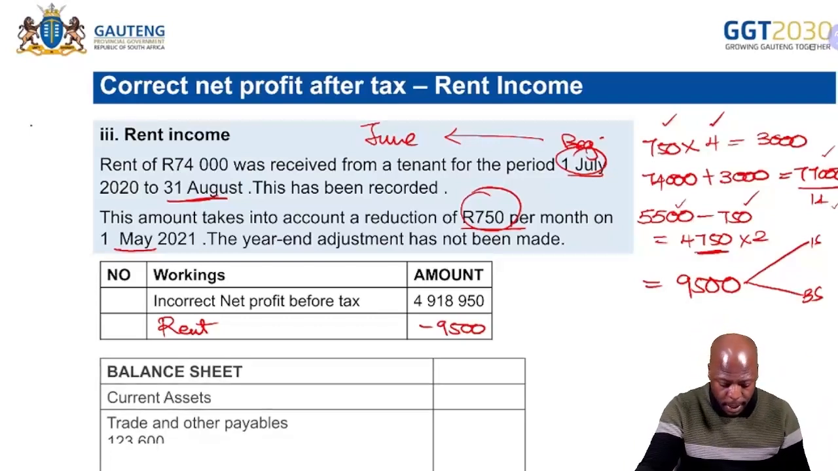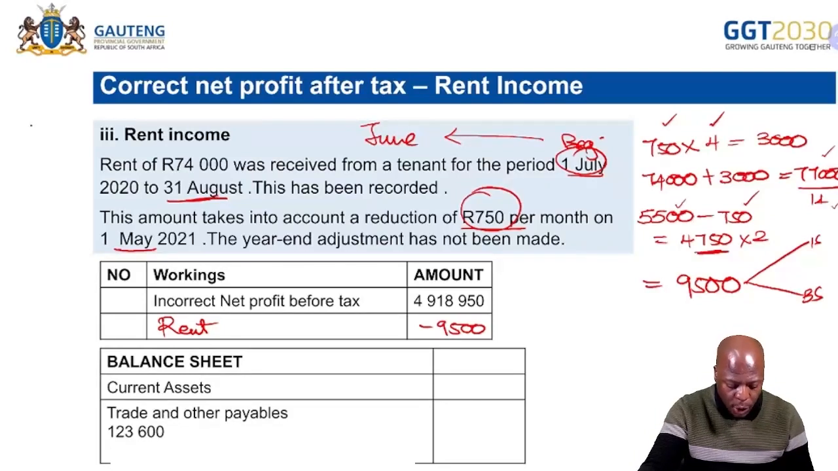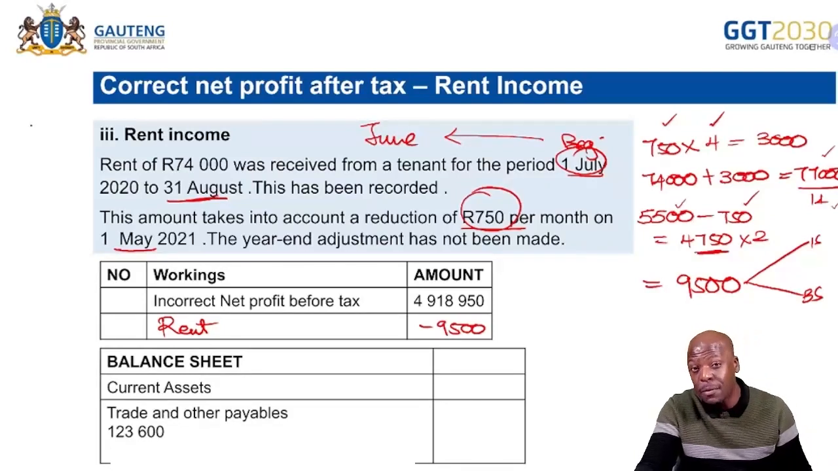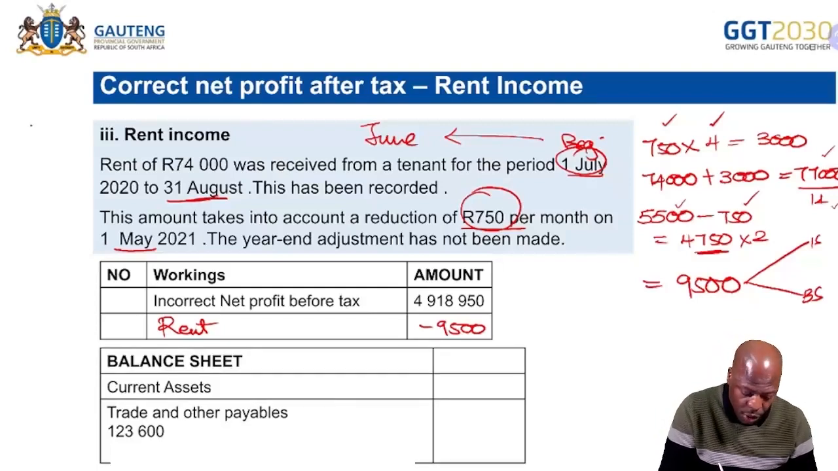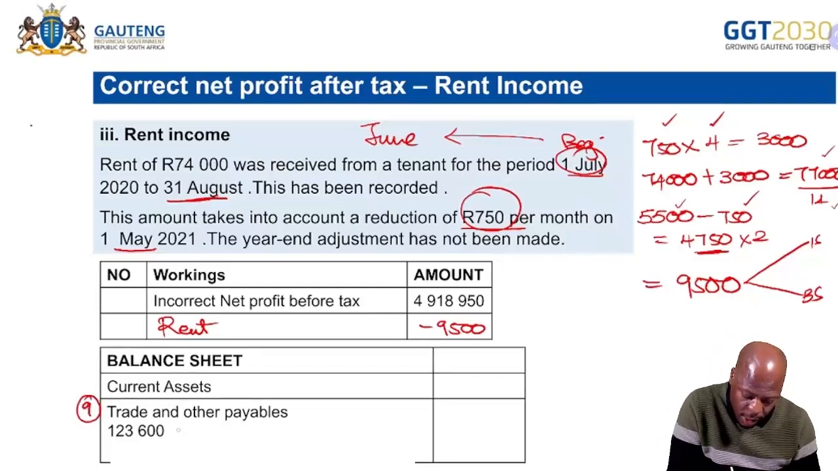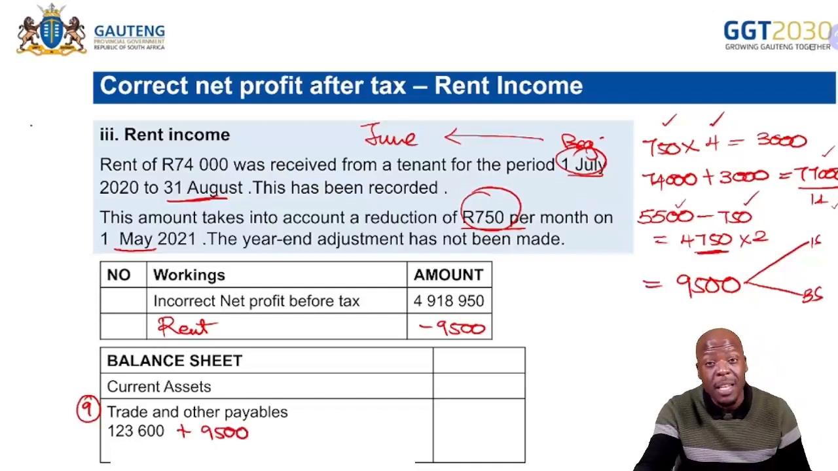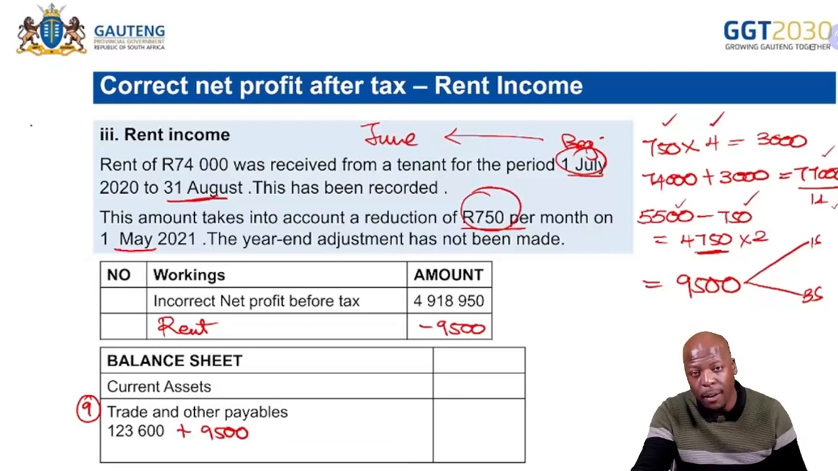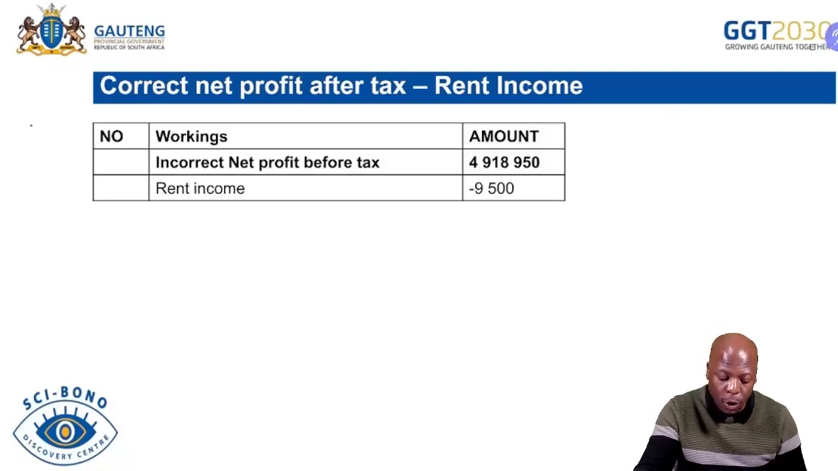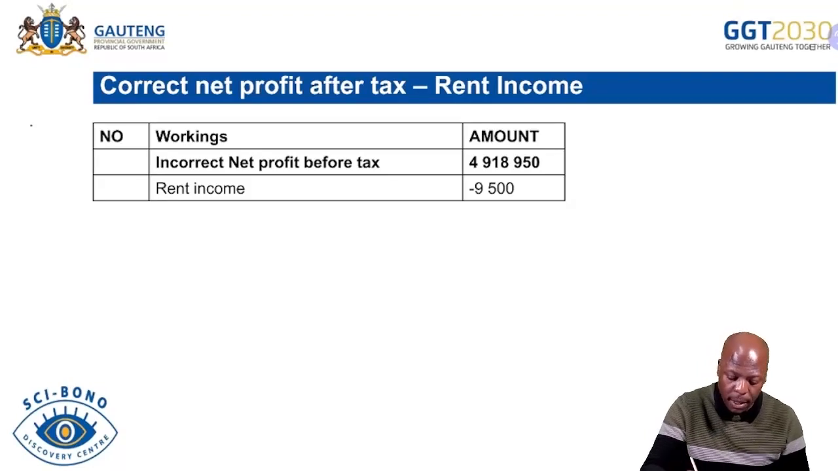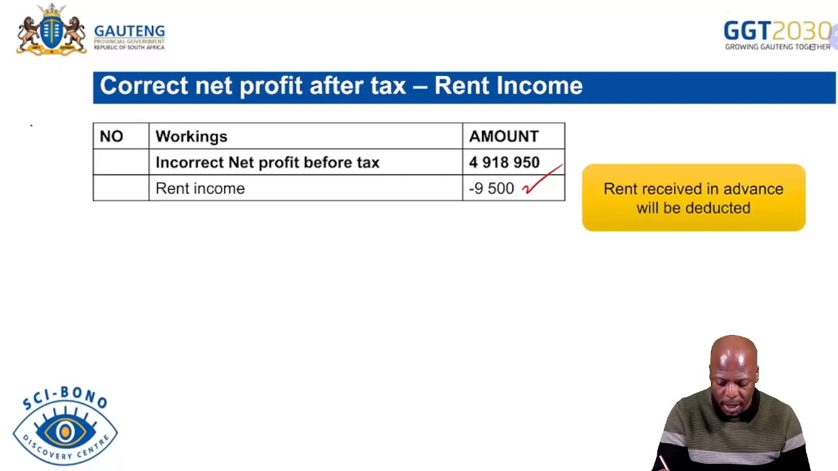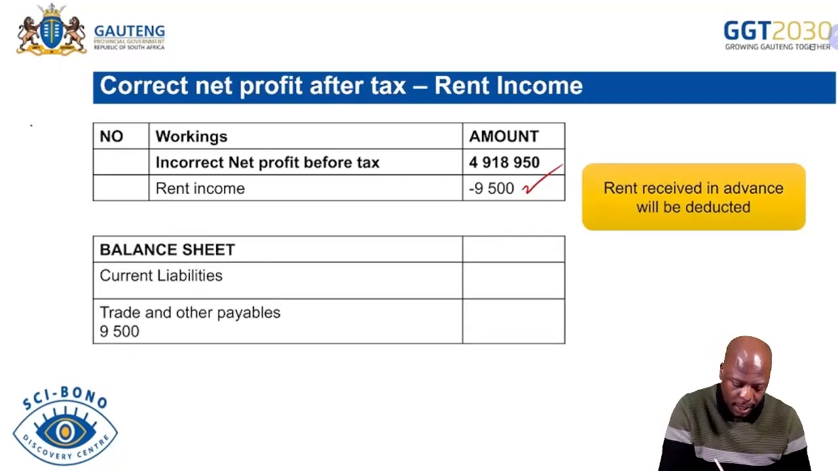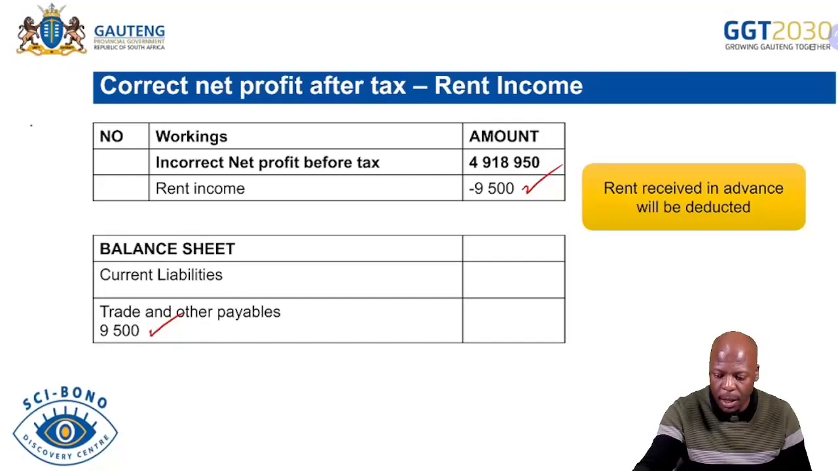All right. And then you would realize that when we are doing the balance sheet, remember, it's income received in advance. In the balance sheet, you take it to trade and other payables, which is your note number 9. So I'm coming here to say plus 9,500. We have received some income in advance. Okay, let's quickly go to see how it would appear. Neatly written. There it is. Okay, and then rent received in advance will be deducted. Rent received in advance will be deducted, and it should come to your trade and other payables.